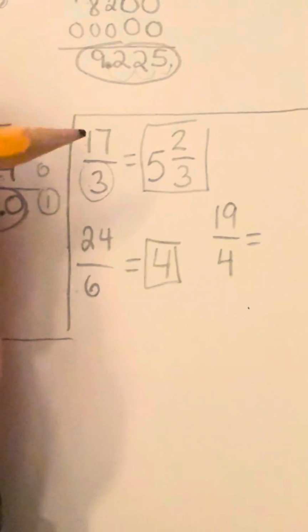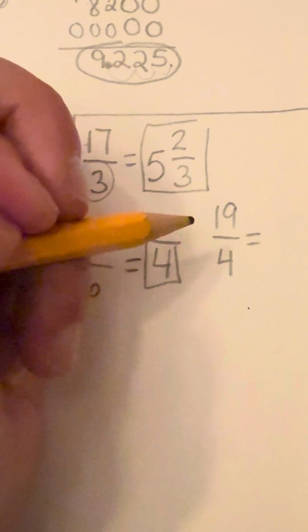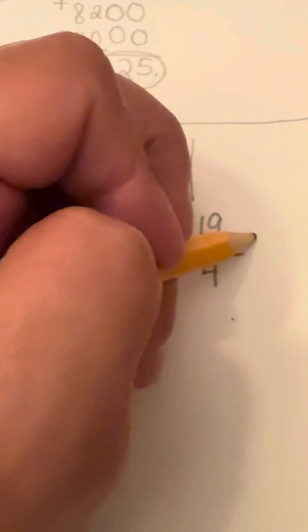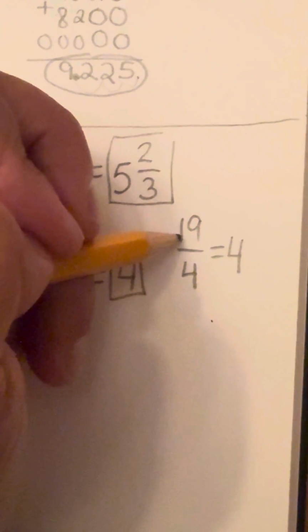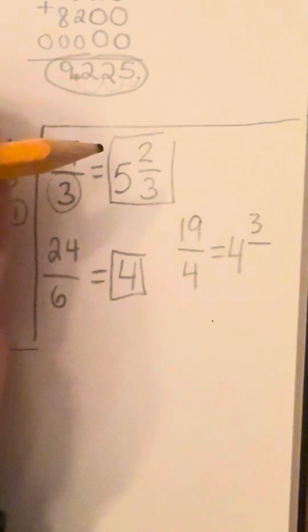19/4. 4 can go into 19 a total of 4 times without going over, and that's 16. 4 times 4 is 16. 16 is 3 away from 19. So we're going to put 3 over here in the numerator, and then these are fourths. So your mixed number would be 4 3/4.